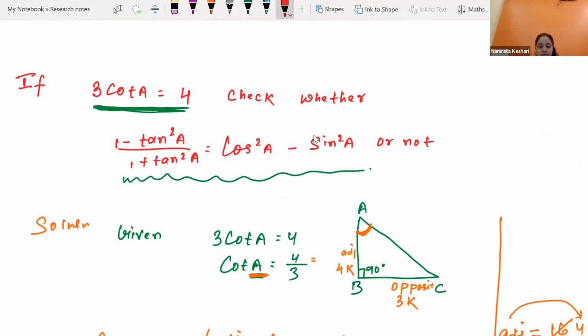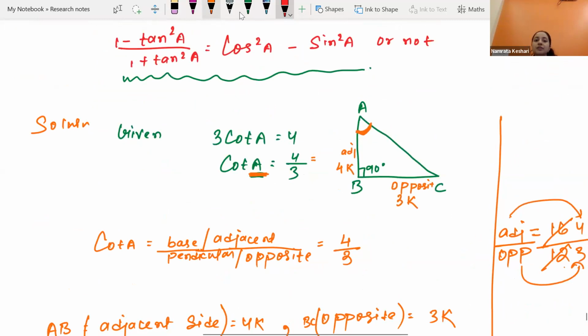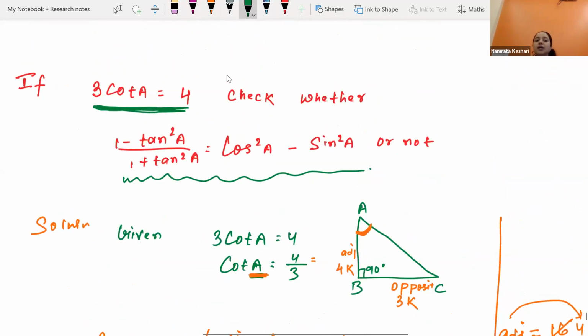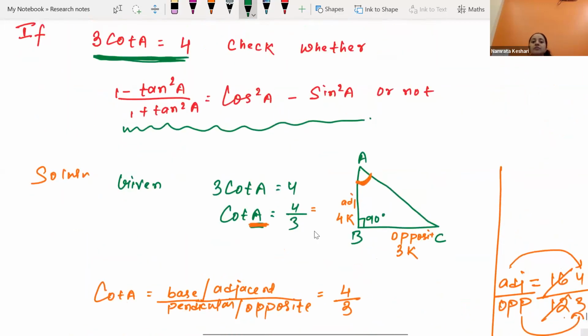Now, in the proof part, we are having 1 minus tan square A over 1 plus tan square A. That means we need to find what is tan A, right? Then only we will be able to evaluate tan square A. So let's find tan A. For finding tan A, do we need all this data? No. Cot is given directly. We can say cot A is 4 by 3. Then tan A will be 3 by 4, just the reciprocal of cot.